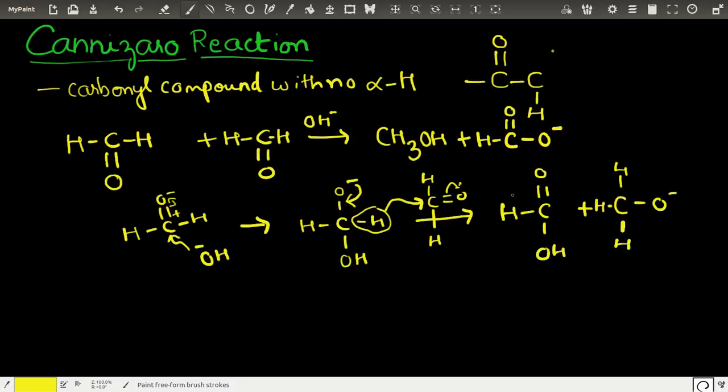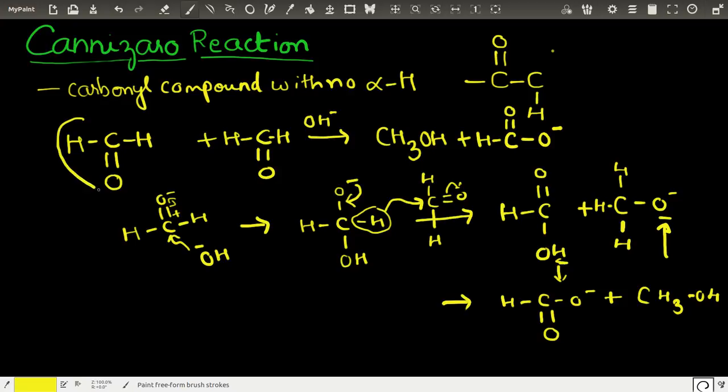Since the reaction is happening in a basic medium, this H cannot survive, right? Alcohols are less acidic, so this will go into solution, and from solution the H plus would go over here, which effectively means that we have two molecules. One is a carboxylate ion, which is H C O O minus, and the second one is an alcohol, CH3OH.